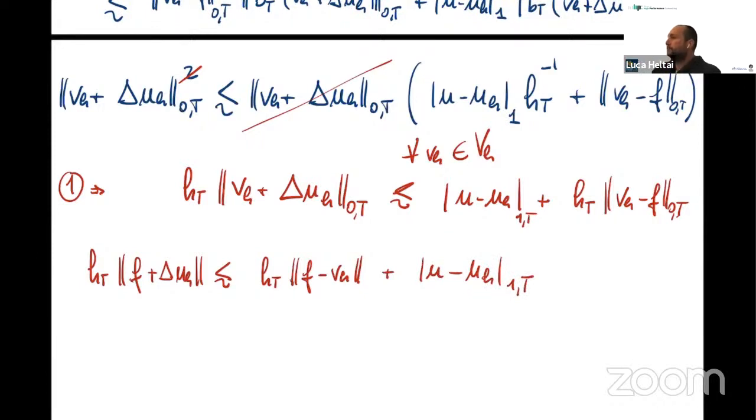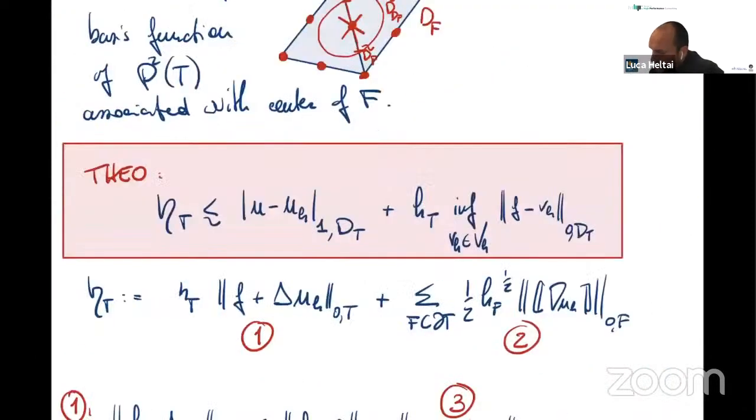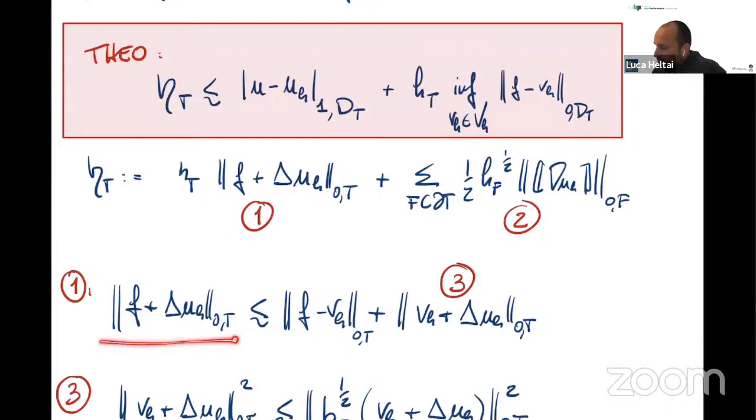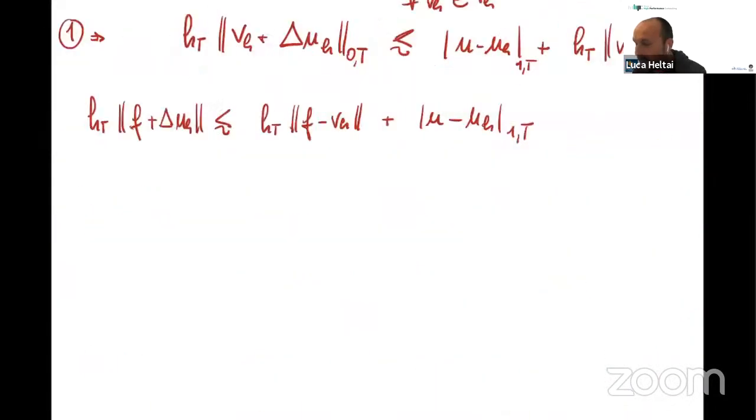Okay? And the difference between these two inequalities is simply the fact that here I have f plus Laplacian of uh, and here I have vh plus Laplacian of uh. And this part is the second term of the triangle inequality that I've written here. Okay? So f plus Laplacian of uh is equal to f minus vh plus Laplacian of uh, and this part is equal to that plus another part. If I multiply everything by ht, I get what I want here.